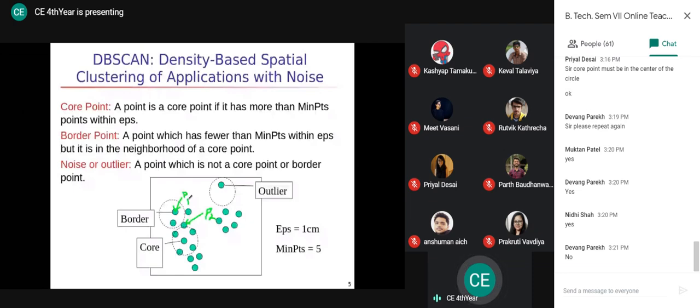Fine. So if a particular point is not a core point, and let's say this point is P3. What about P3? Is it a core point?